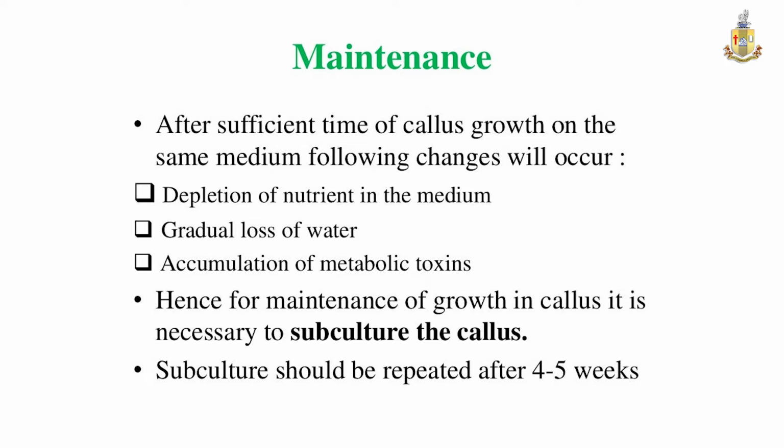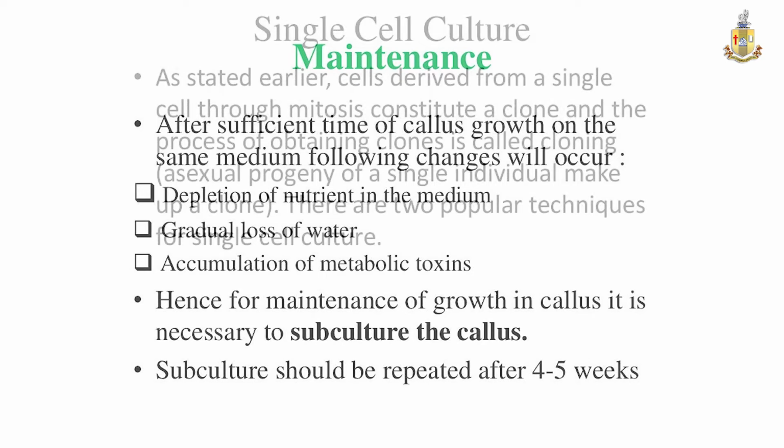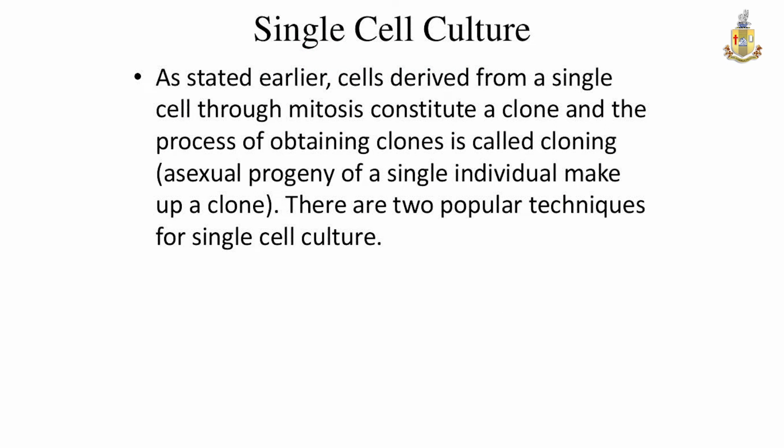Hence, for the maintenance of growth in callus, single cell culture is used. As stated earlier, cells divided from a single cell through mitosis constitute a clone, and the process of obtaining clones is called cloning. That is, asexual progeny of a single individual make up a clone. There are two popular techniques of single cell culture.